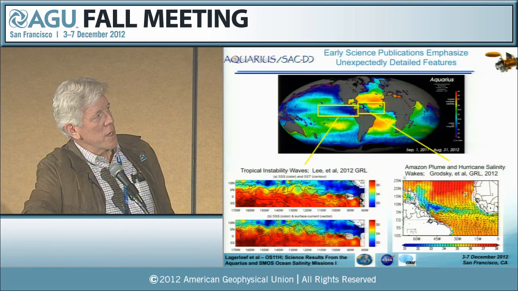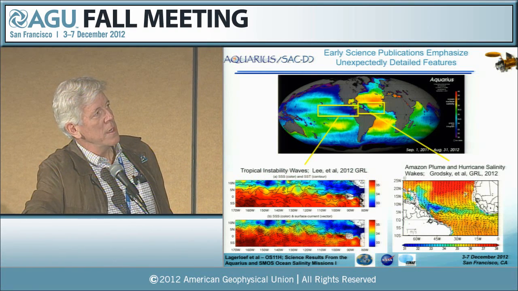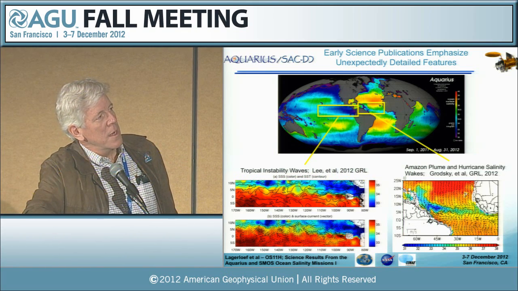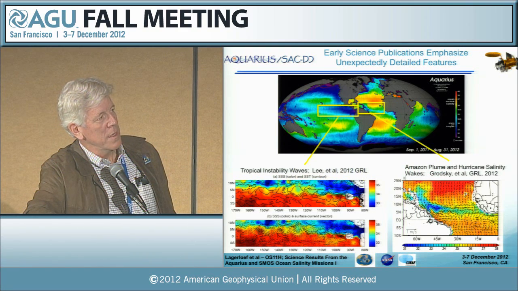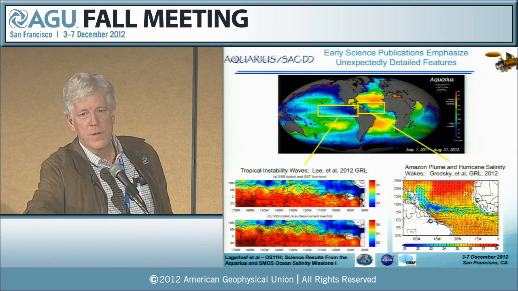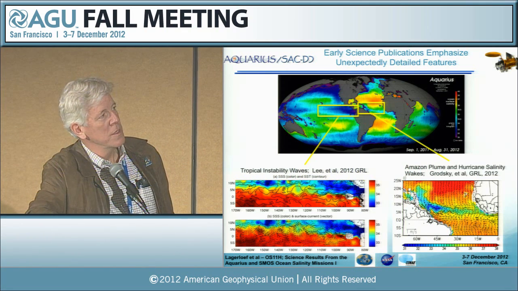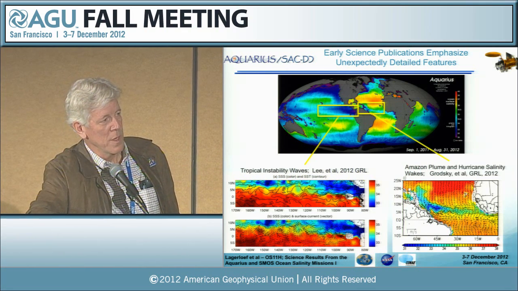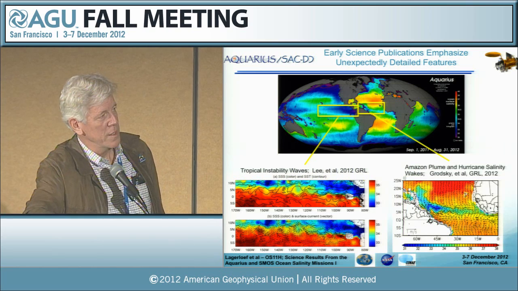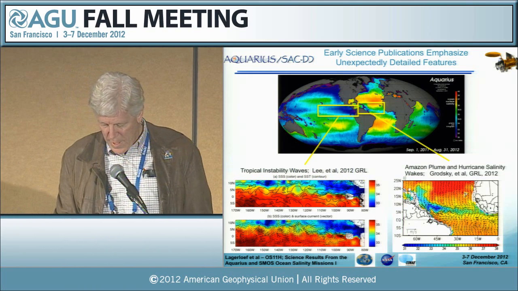A paper on tropical instability waves by Tony Lee et al. appeared in GRL earlier this year. We're going to hear more about that in this session later this morning. And then also a paper on the Amazon plume and the interaction of hurricanes with the Amazon plume is also going to be presented later on in this session. But these papers are already out in GRL.